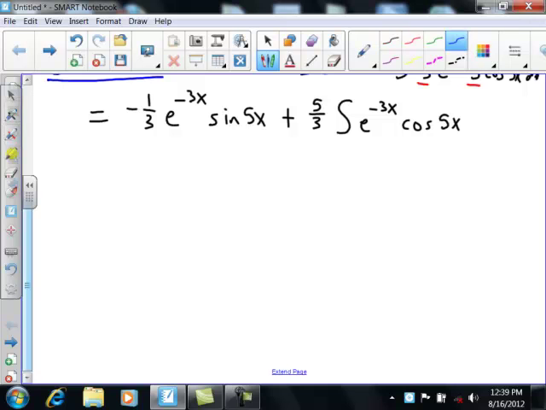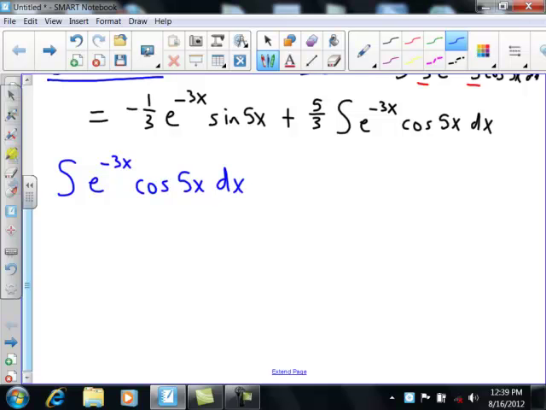I'm going to do it in a different color. I'm going to work on the integral of e to the negative 3x cosine 5x, and then I'll come back up and substitute it back into my problem. And I keep forgetting to write my dx's, and I shouldn't. I should be better than that. So I write my dx out there.